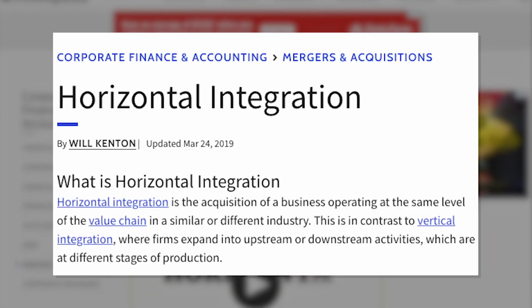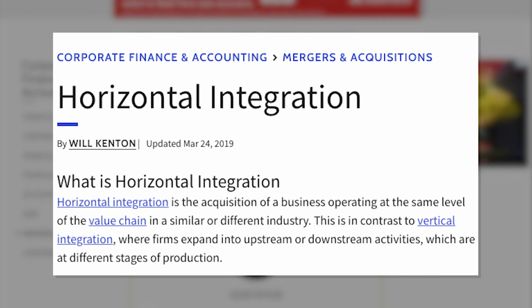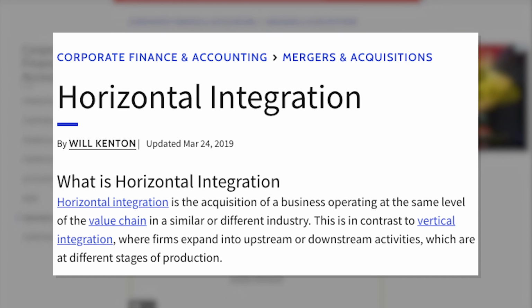Now why would Chegg do this? This is a perfect example of a company performing horizontal integration. According to Investopedia, horizontal integration is the acquisition of a business operating at the same level of the value chain in a similar or different industry. Through horizontal integration, Chegg gained arguably the majority of the citation generation market, leading most students to go to one of the 4 citation generators that Chegg owns.